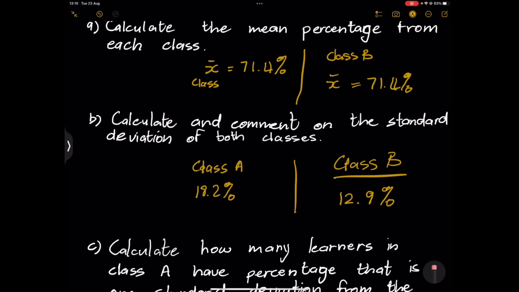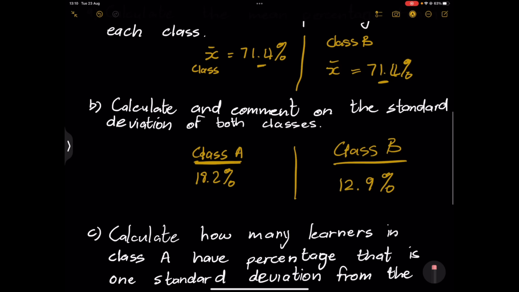Now look at this. What can we say about the mean of each class? It seems like the mean in each class was exactly the same. Now, that wouldn't necessarily be a good indication of how the learners are doing in each class. So what does that mean? Let's look at the standard deviation. If you look at the standard deviation for class A, you see that class A has got a bigger standard deviation. What does that say?